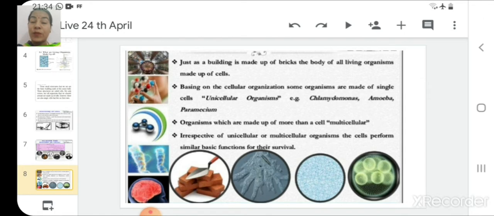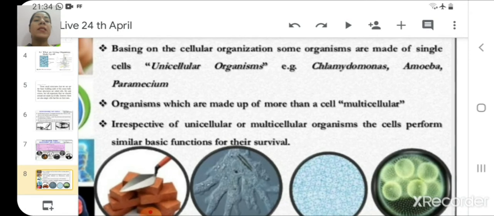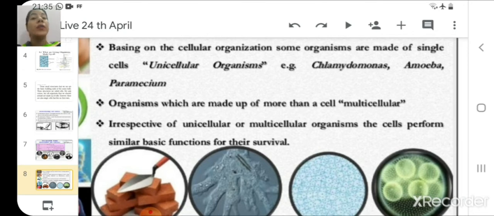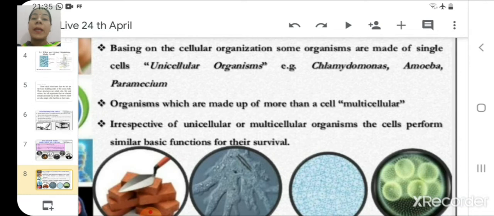Other organisms which are made up of so many types of cells or more than one type of cell, they all are called multicellular organisms, like we human beings. Irrespective of unicellular or multicellular organisms, the cells perform basic similar functions for their survival. Whether it is a cell of a unicellular amoeba or a cell of a human being, all these types of cells perform basic similar types of functions.